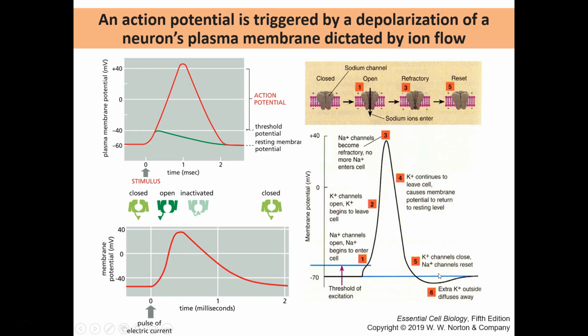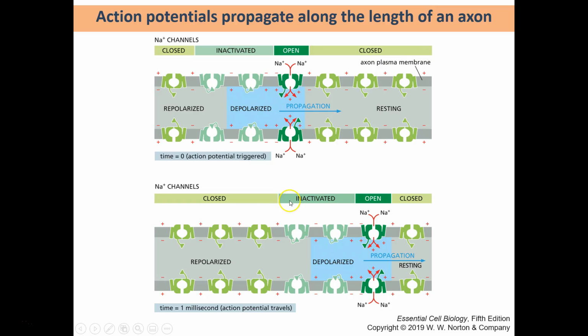At the point when the membrane potential goes back to the general resting state, your sodium channels will reset to their normal closed state, and the potassium channels will close. Many times you actually get extra potassium going out of the cells, and that extra potassium slowly diffuses away so that you can get back to the normal plasma membrane potential within a very short period of time, in this case, as you can see.